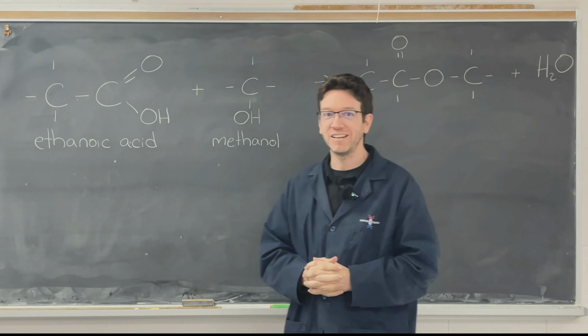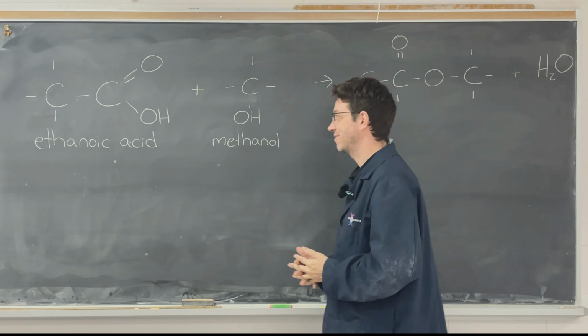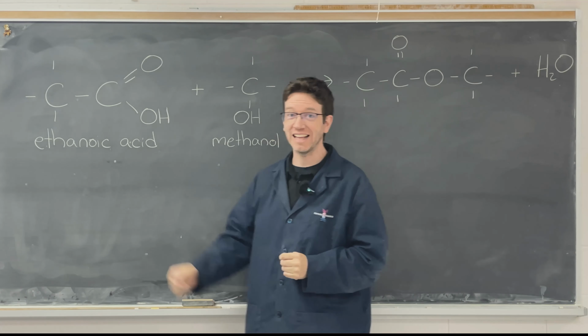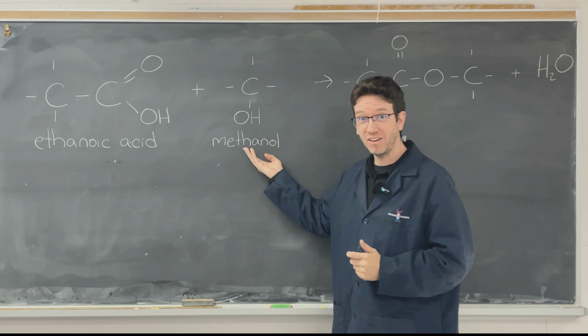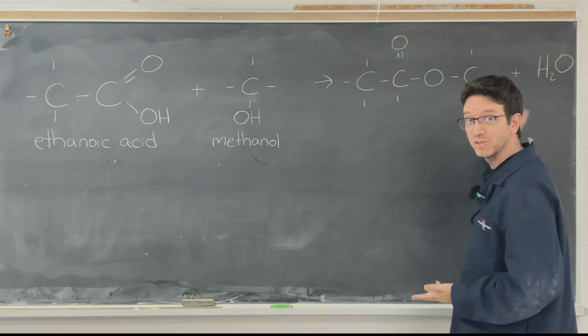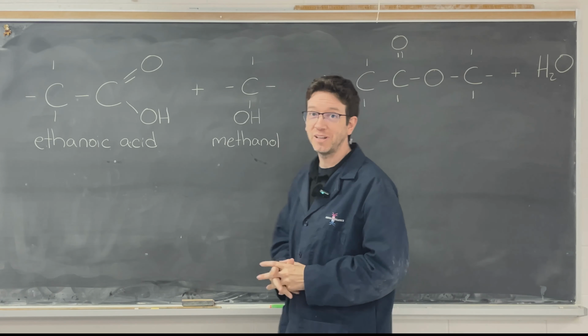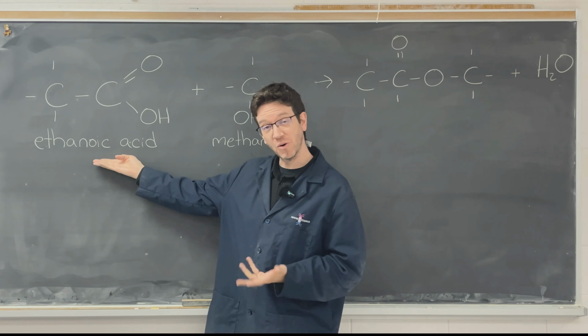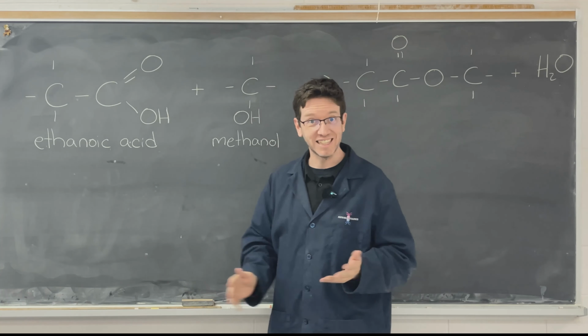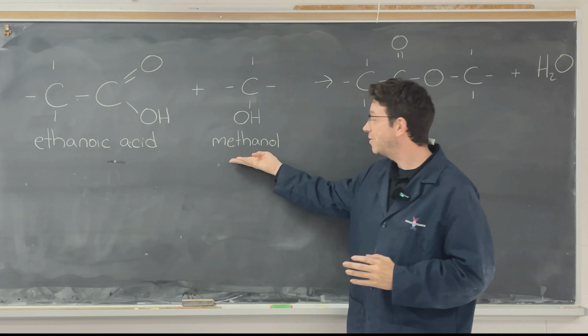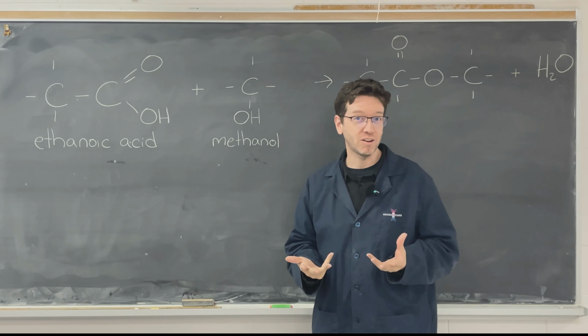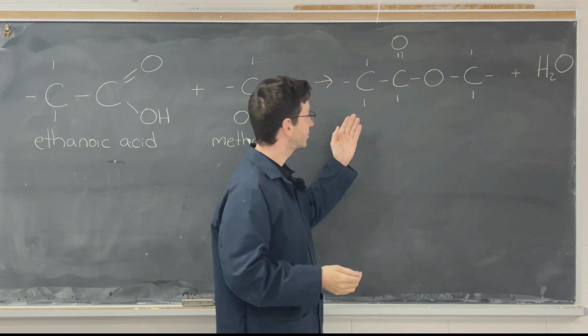So the background information behind making esters is that we take an organic acid and mix it with an alcohol, and we get an ester and some water. For example, in our lab, we're going to be using ethanoic acid, also known as acetic acid or vinegar, and we're going to be mixing it with different alcohols to see what kind of esters we get.